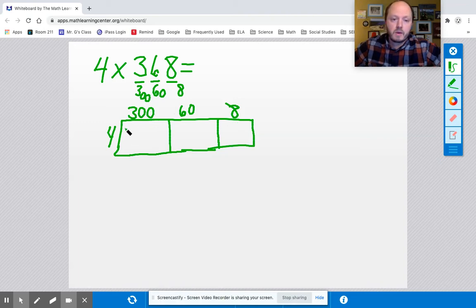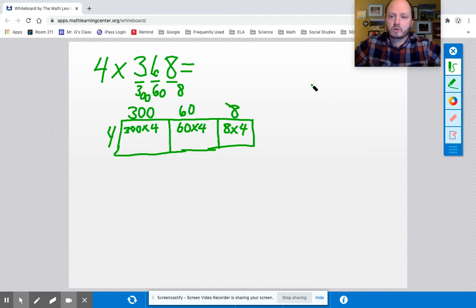So we have 300 times 4. We have 60 times 4. And we have 8 times 4. Okay. And the goal is to solve each one of these, and then the last step is to add it up. And that's essentially what we're doing in partial products as well. And we're going to go through that.